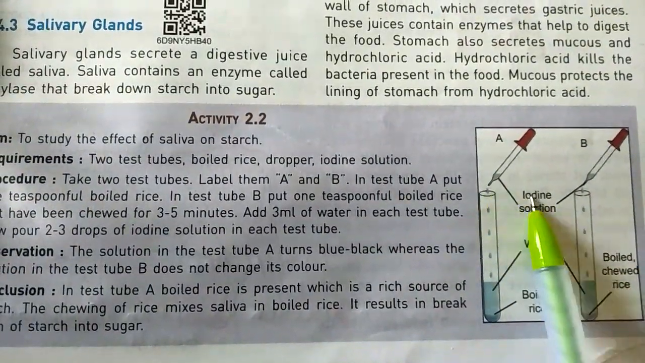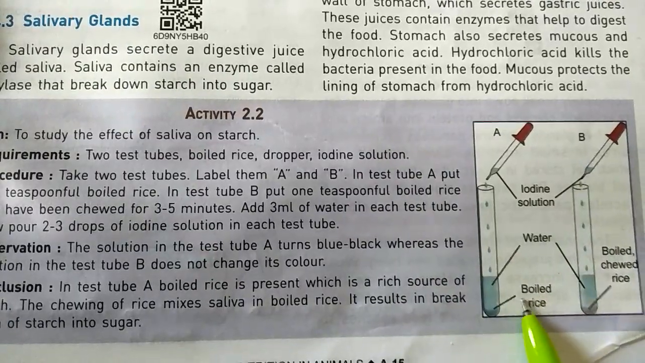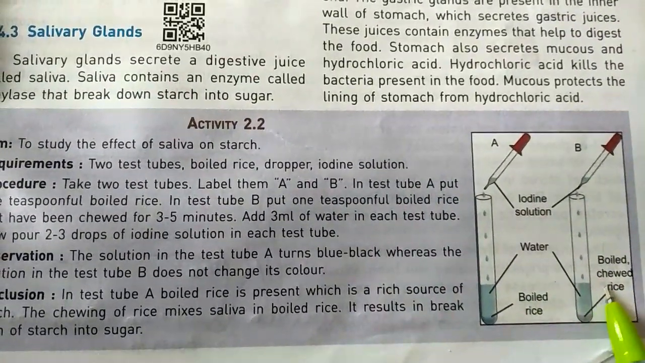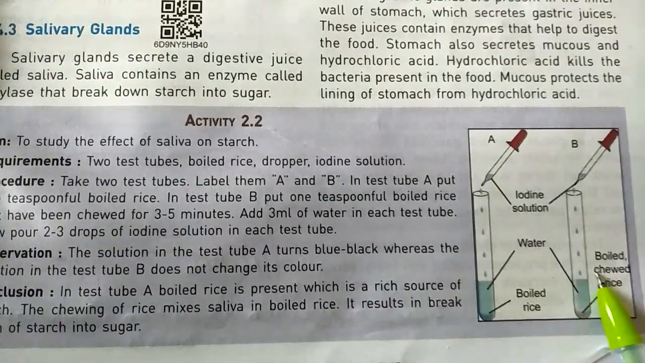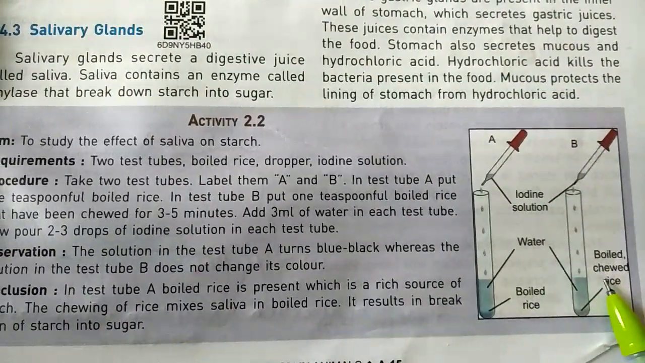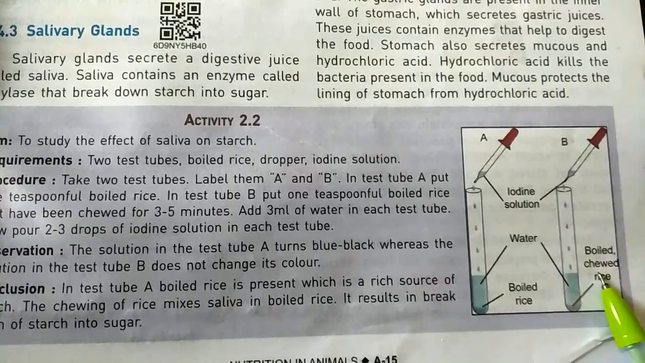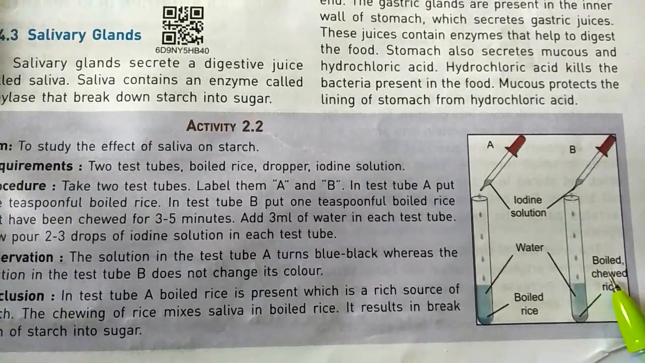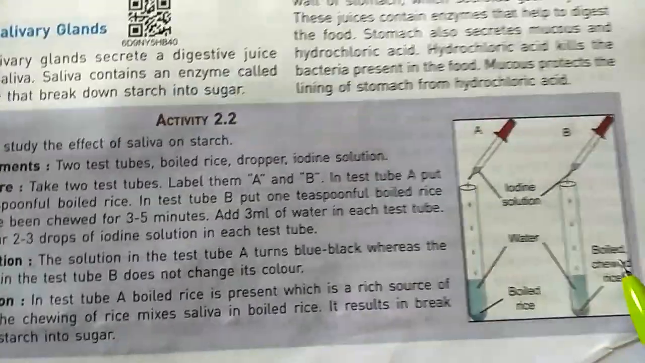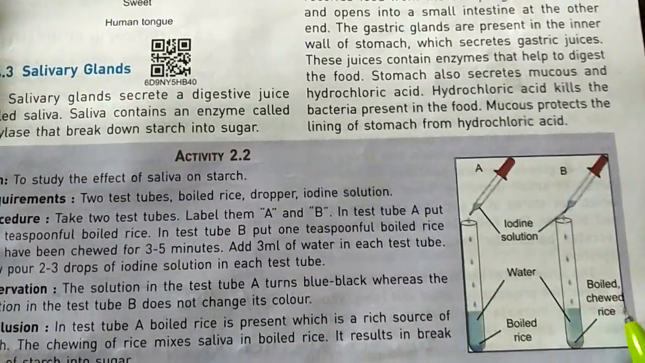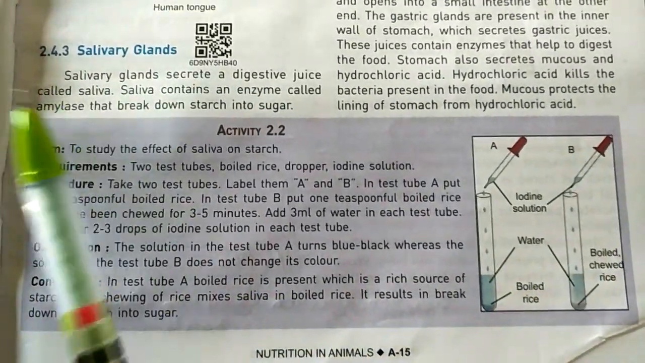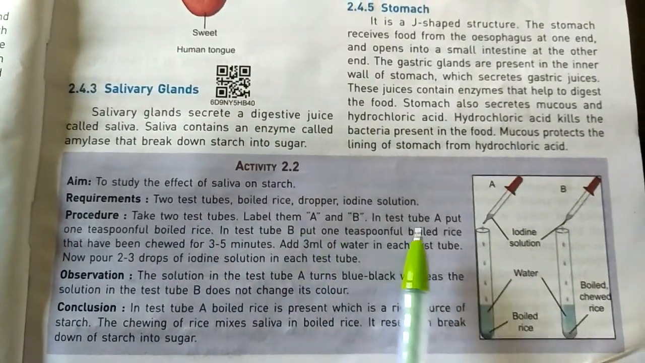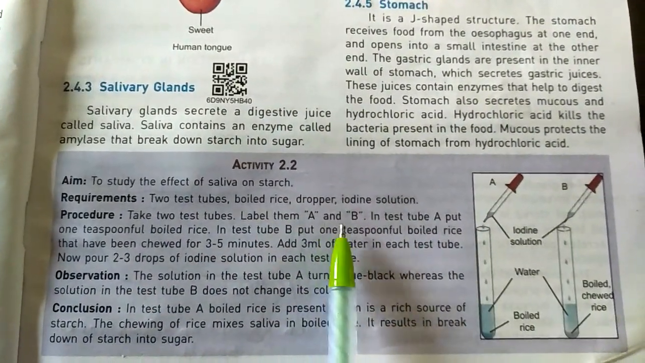You can see the iodine solution with the dropper, and this is the boiled rice, this is the water, and this is the boiled chewed rice. Boiled chewed rice contains saliva enzymes, and it is already the decomposition of this carbohydrate into sugar. First we take 2 test tubes and label them A and B.